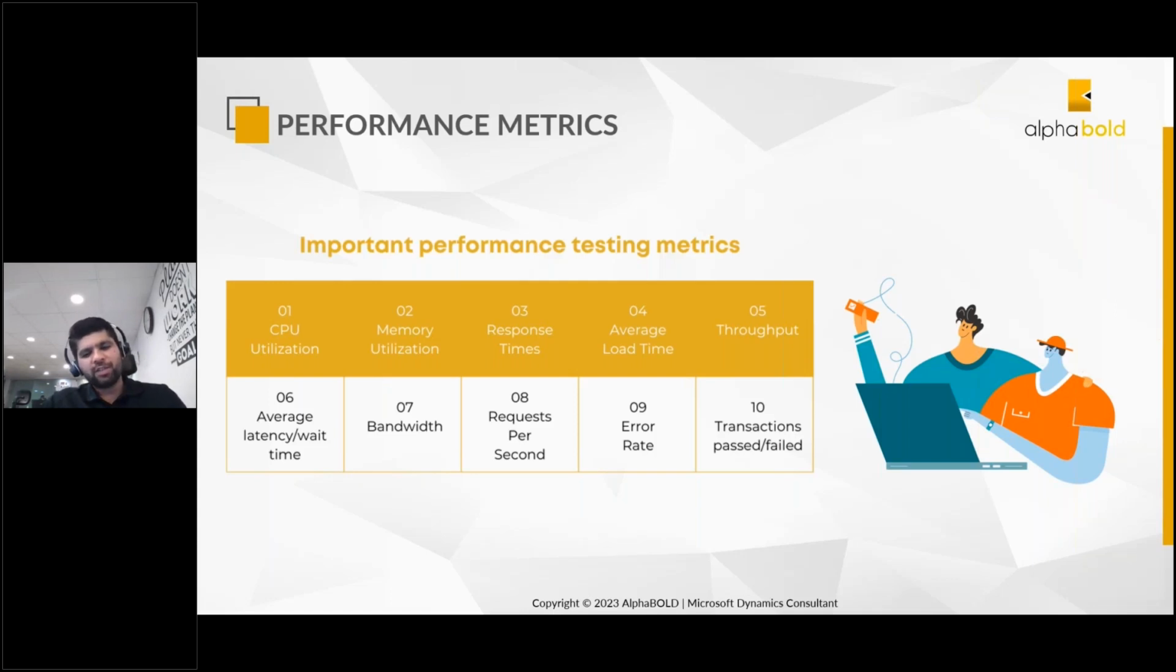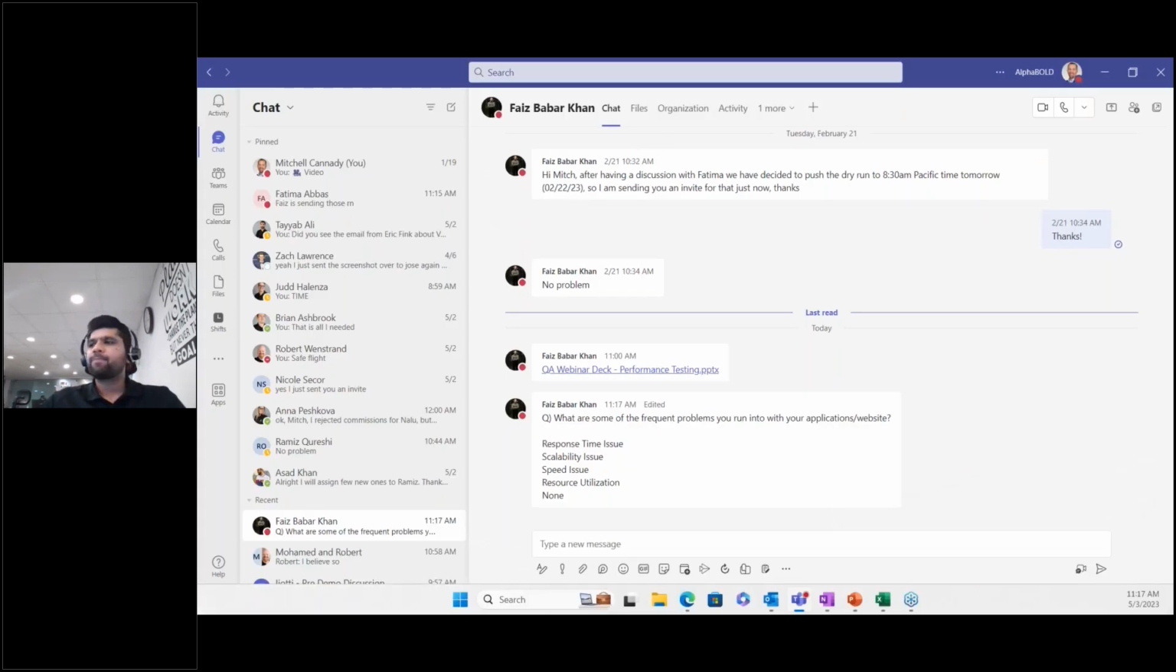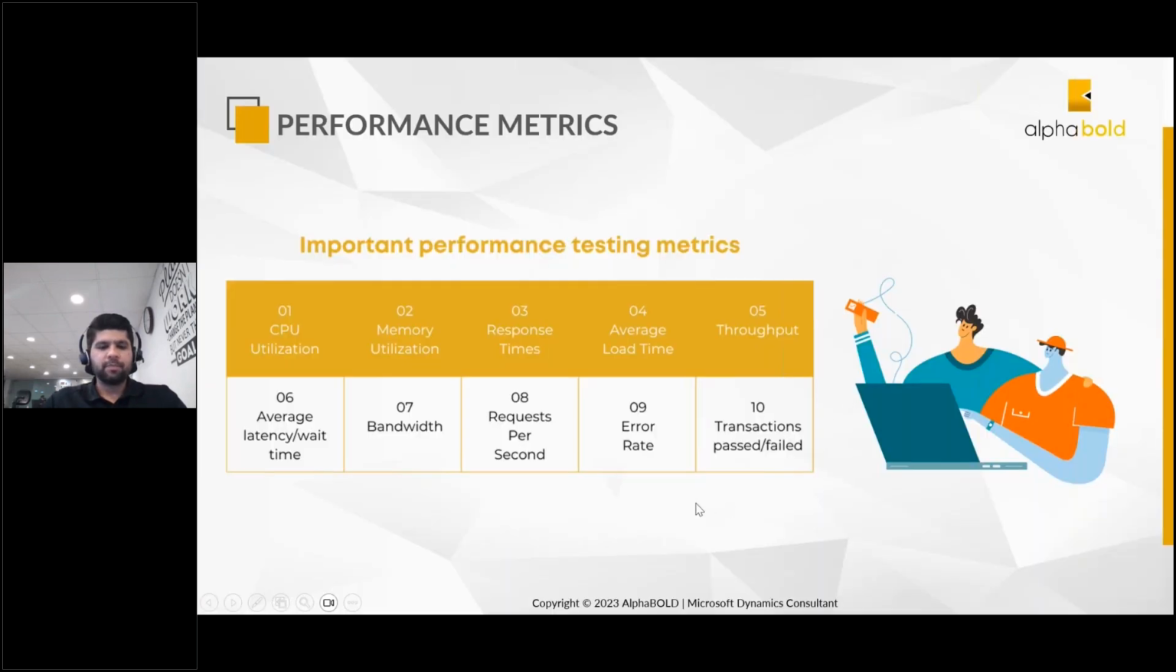which measures the number of transactions an application can handle in a second. Average latency, which is the time spent by a request in a queue before getting processed. Bandwidth, which is the measurement of the volume of data transferred per second. Requests per second, which refers to the number of requests handled by the application per second. Error rate, which is the percentage of requests resulting in errors compared to the total number of requests. And last but not least, transactions passed and failed, which is the percentage of passed and failed transactions against the total number of transactions.